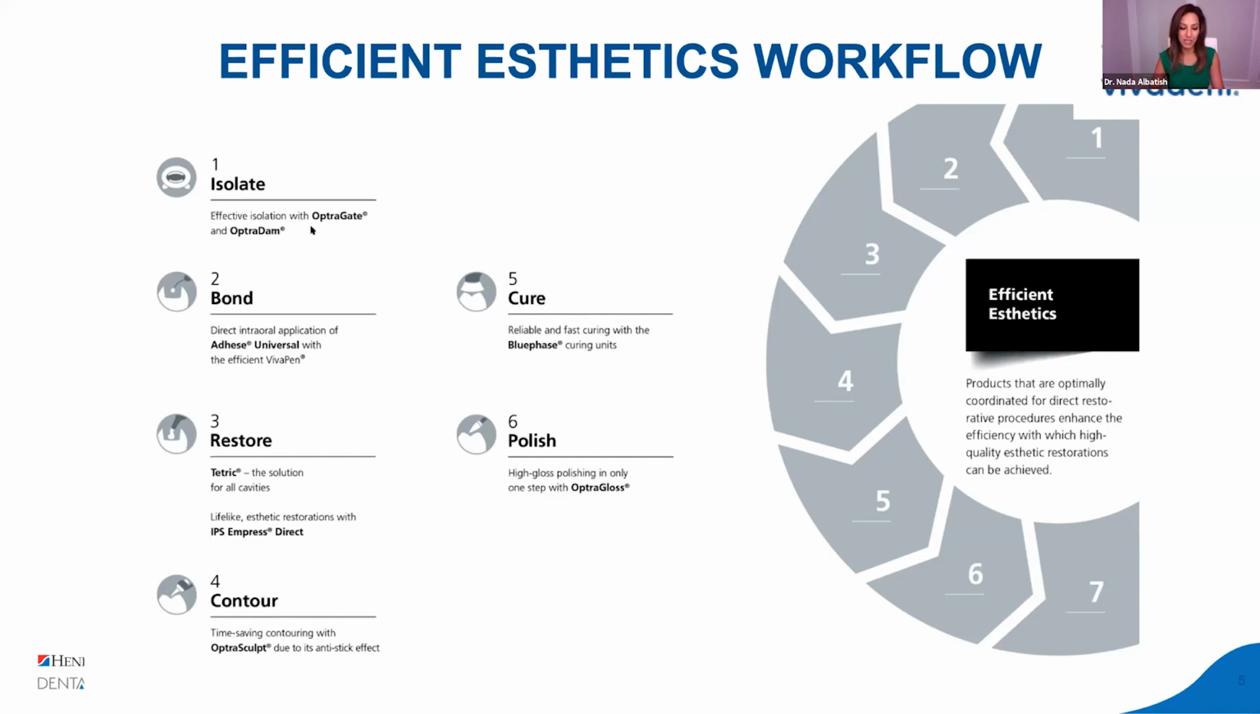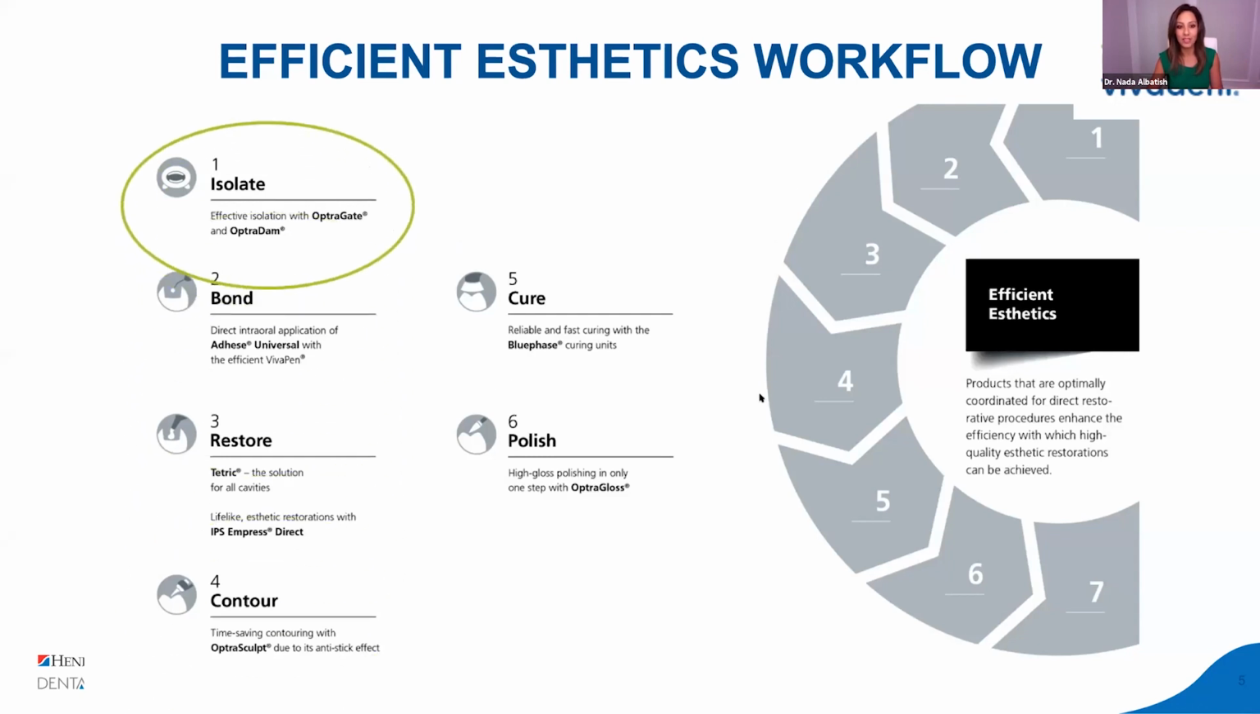So the 6 steps: isolate, then you're going to bond, then you're going to restore with the composite, contour your restoration, cure, and polish. You might think some of these parts are very simplistic to talk about, for example, cure or polish. But if you've experienced any complications with your restorations before, actually every single one of these components is incredibly important, and understanding how they contribute to reliable, predictable dentistry is also really important. So stick with me as I walk you through.